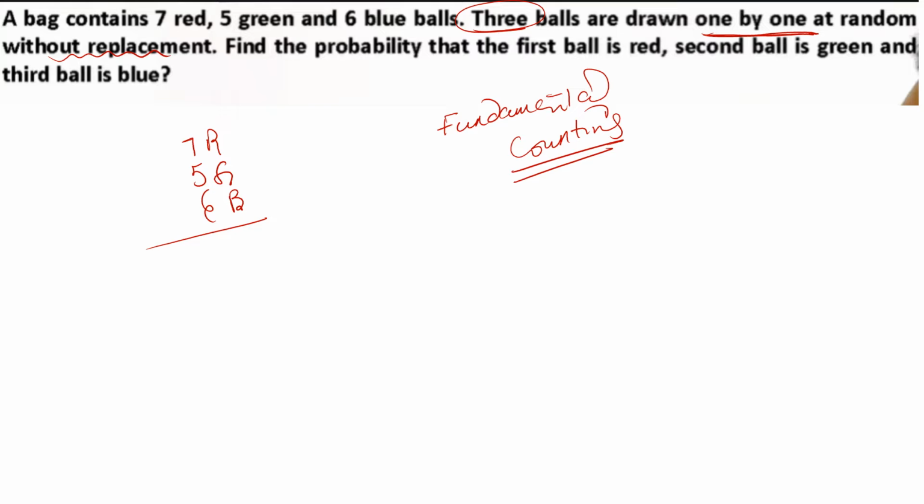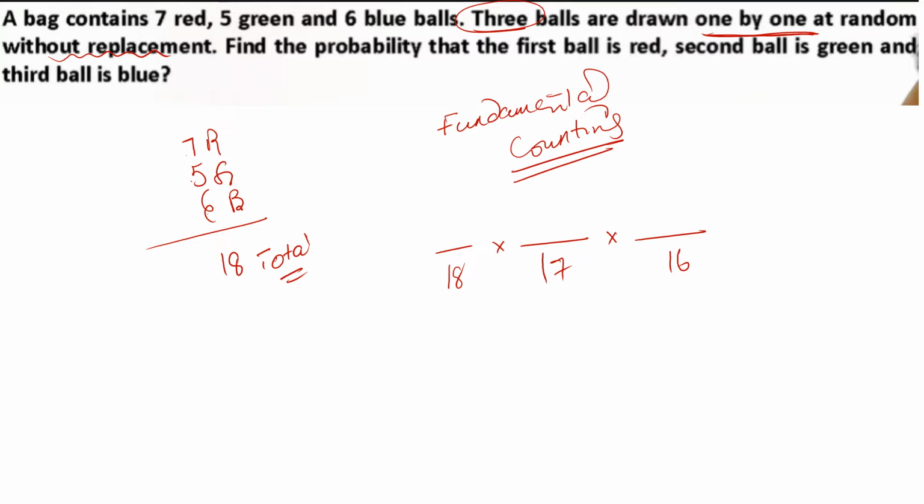First of all, how many total balls do you have? So 7 plus 5 is 12, 12 plus 6 is 18 in total. You have to select how many balls? You have to select 3 balls. So the first time the bag will contain 18 balls, the second time the bag will contain 17 balls, and the third time the bag will contain 16 balls, because you are drawing without replacement.